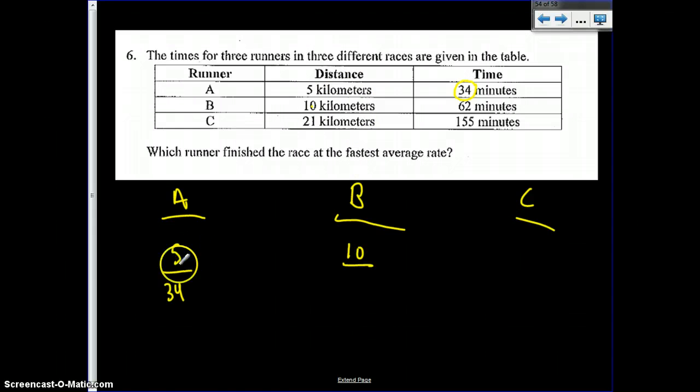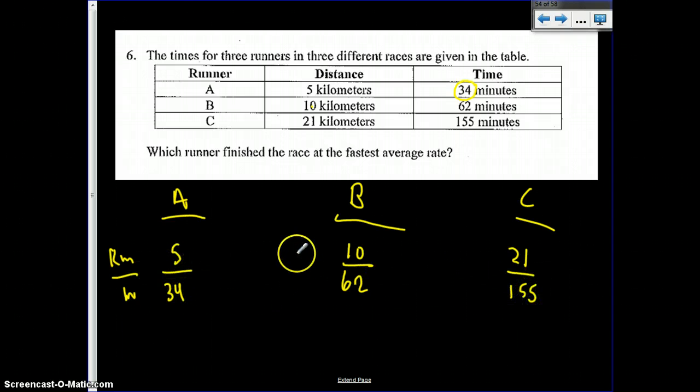62 minutes. And I'm just going to put our labels to the side here while we're working, in kilometers and minutes. In 62 minutes. And this person did what? 21 kilometers and 155 minutes. And you guys told me we need to find the unit rate.